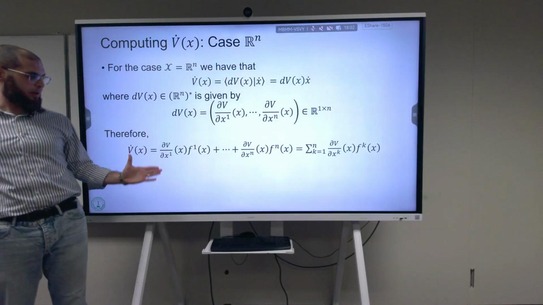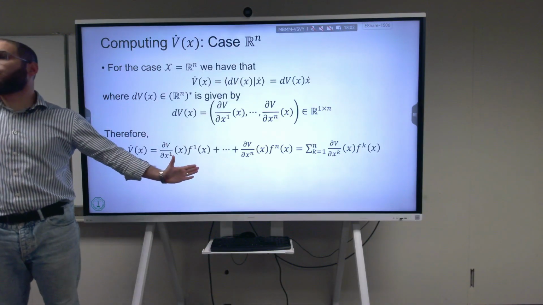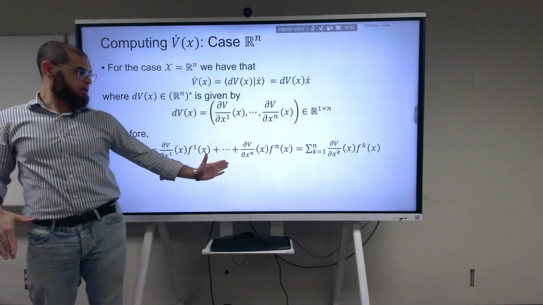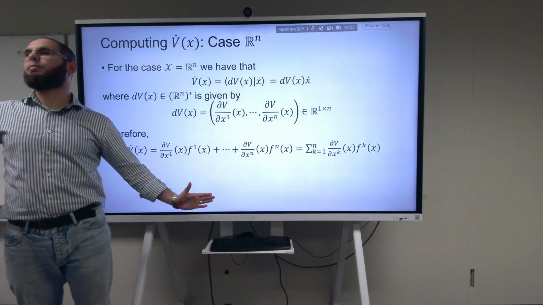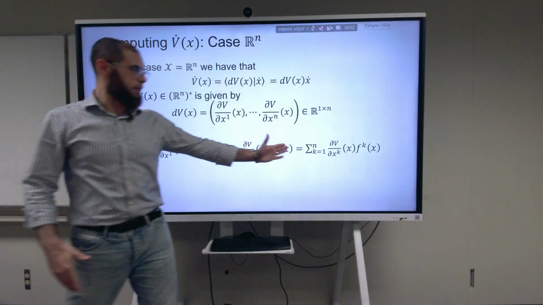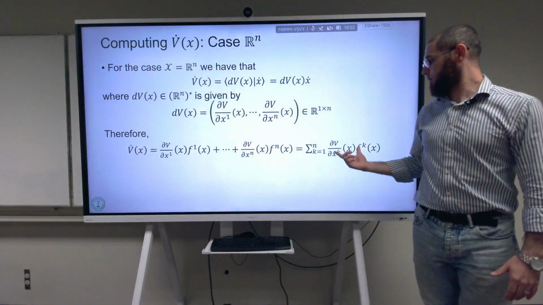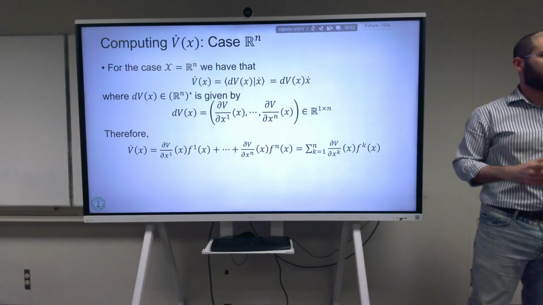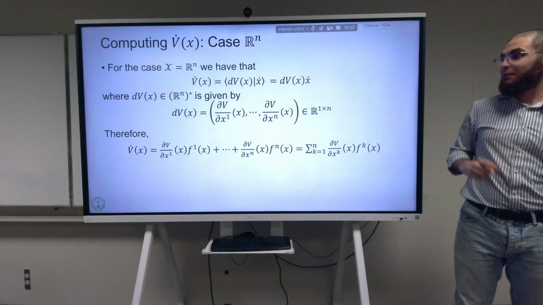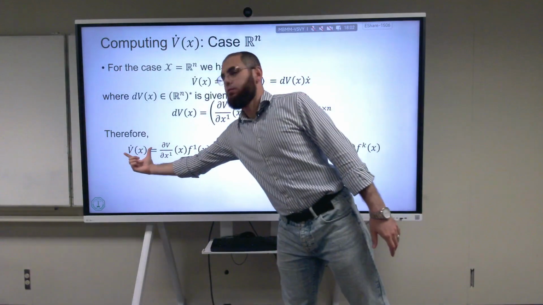It's partial V by partial x1 multiplied by x1 dot, where x1 dot is f1 of x, plus partial V by partial x2 multiplied by x2 dot, where x2 dot is the second function, and so on and so forth. I can simply write it in this summation like this. V dot is... what is the difference between V dot and the gradient of V? The V dot is a scalar function.